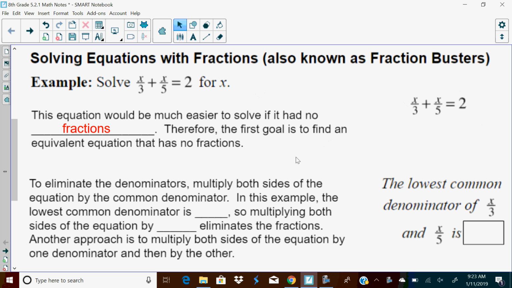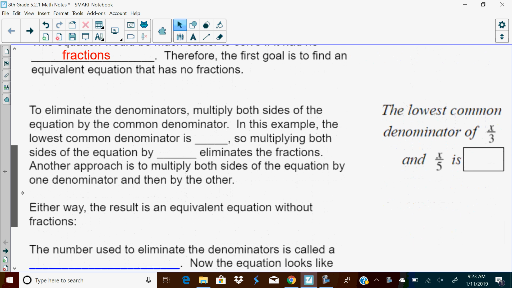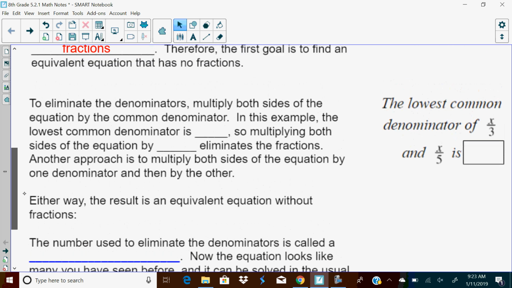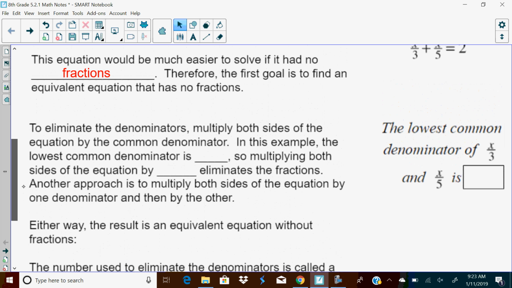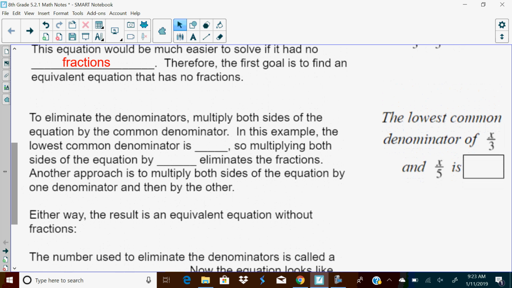To eliminate the denominators, I'm going to multiply both sides of the equation by a common denominator. In this example, the lowest common denominator is 15, because 5 times 3 is 15. So multiplying both sides of the equation by 15 is going to eliminate the fractions. Another approach is to multiply both sides of the equation by one denominator and then the other. You could have multiplied everything by 3 and then 5, but we can do it in one step by multiplying by 15. Either way, the result is an equivalent equation without fractions.